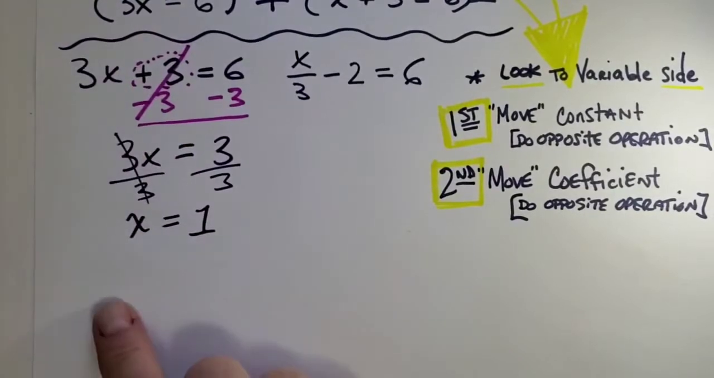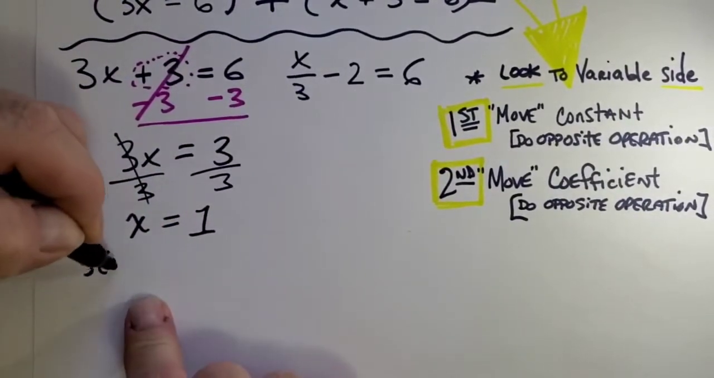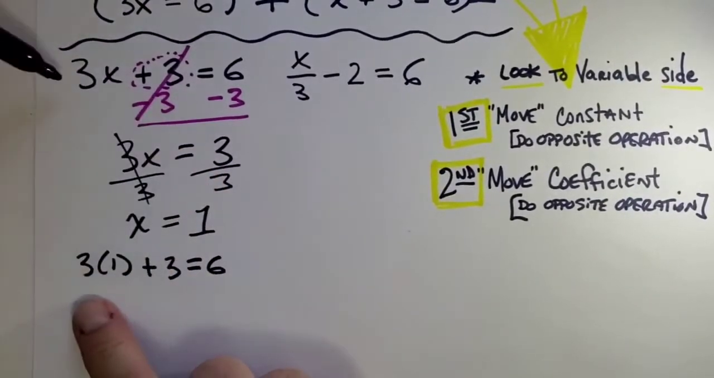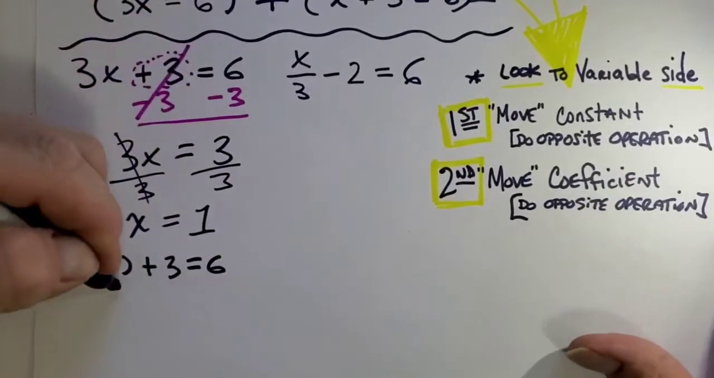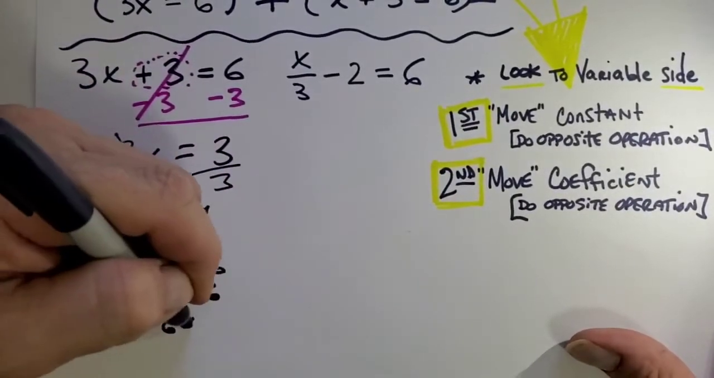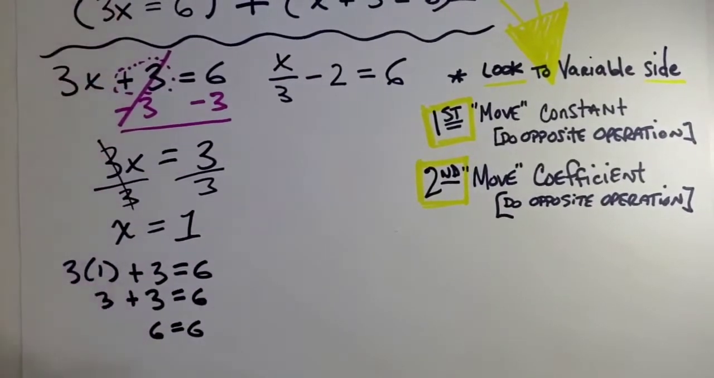Okay? Now, you could take that value and plug it back in to make sure that it is correct. 3 times, I plugged it in and rewrote it, 3 times 1. So guess what? Your solution makes the statement true. That means that's the correct answer. Okay? It's a two-step equation, folks.